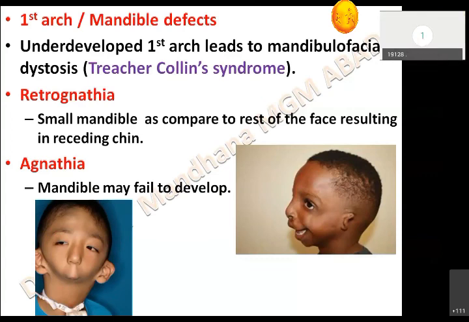Any other difficulty to anyone? Okay, bye.